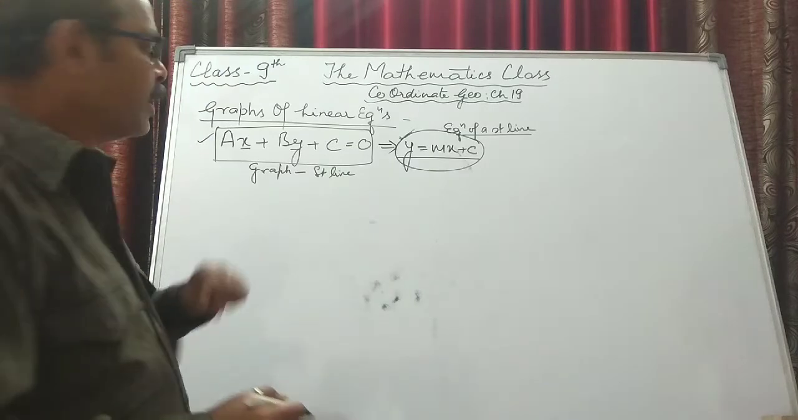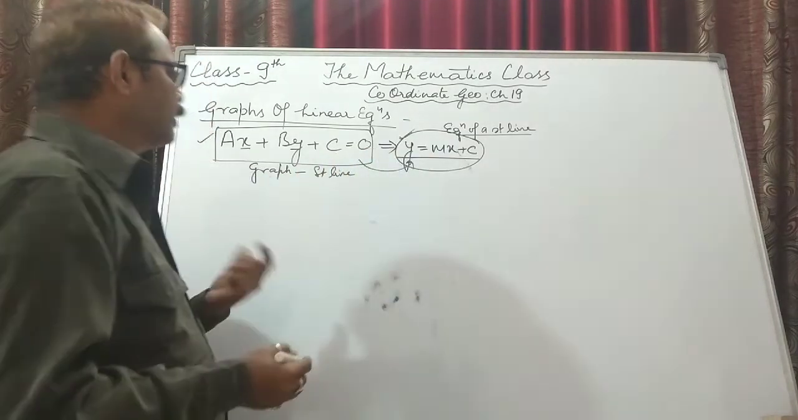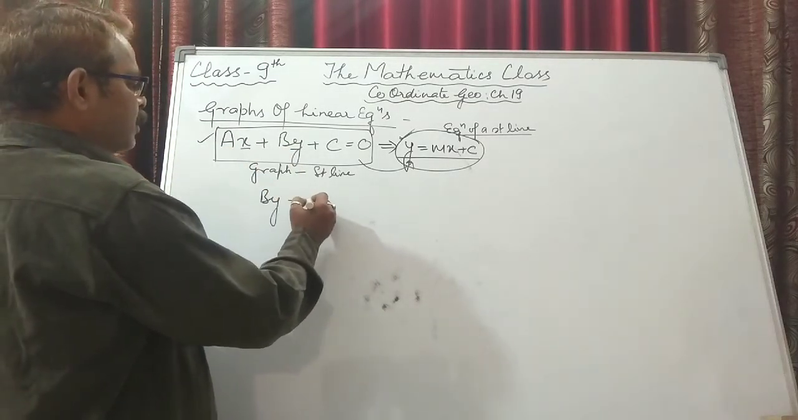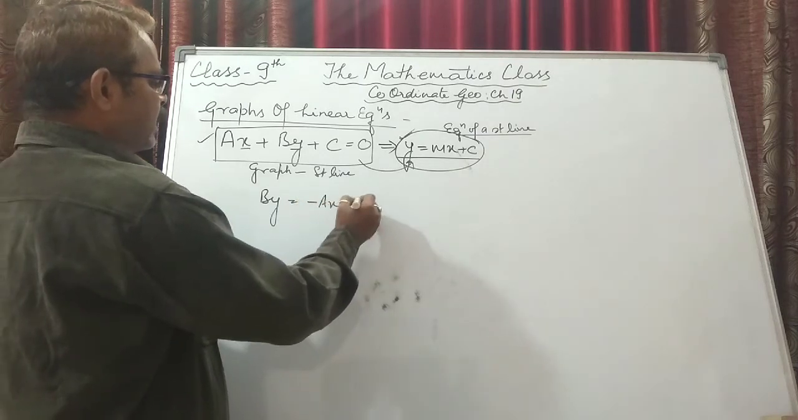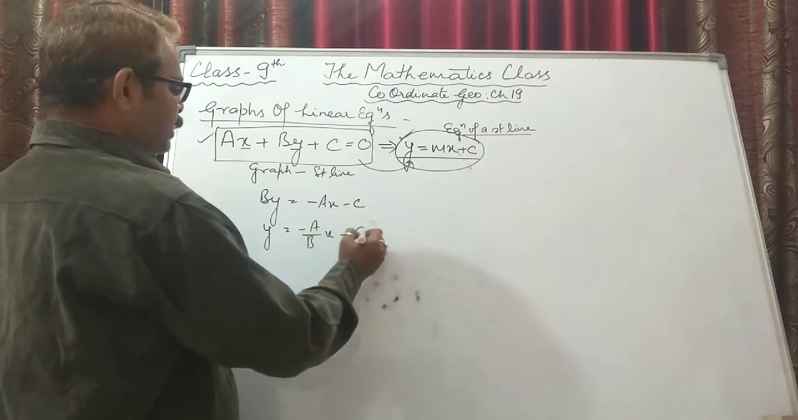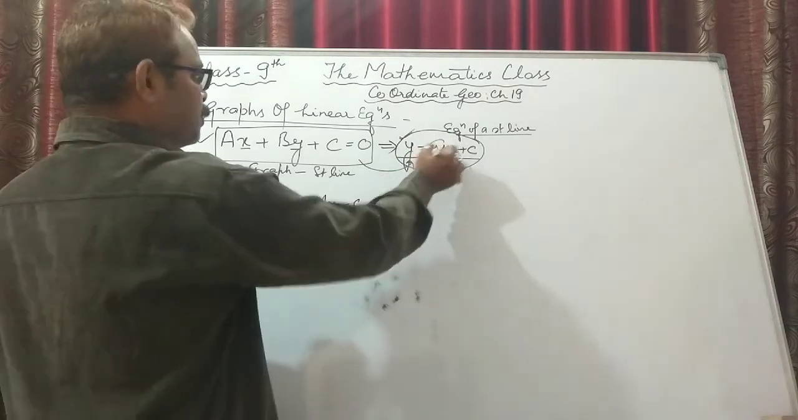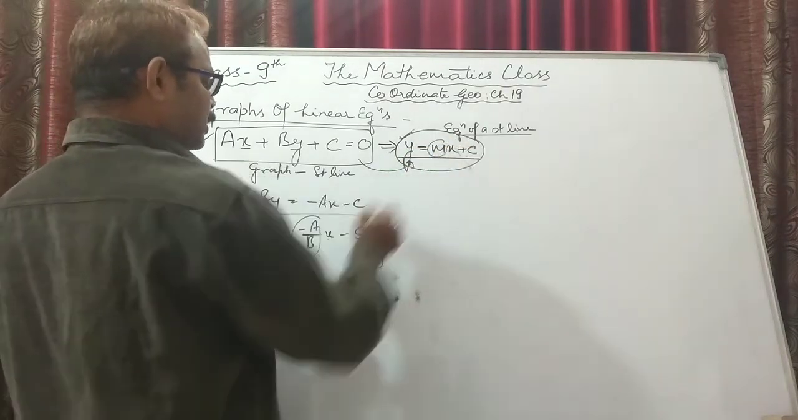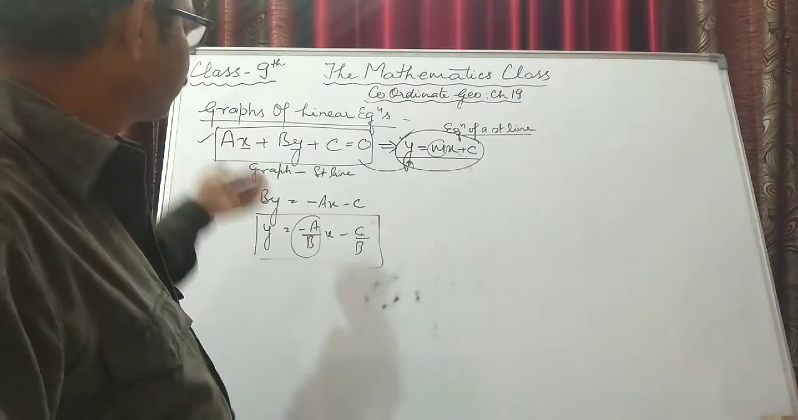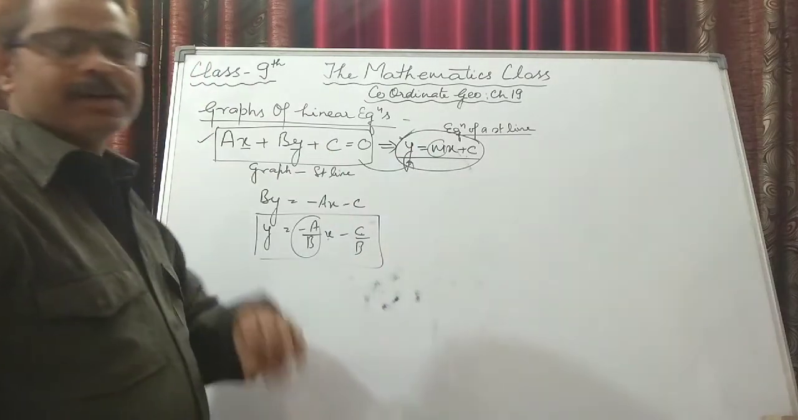Why will you get a straight line? Because this equation can be written in this form, y is equal to mx plus c. You can easily make out, suppose it is by is equal to minus ax minus c, so y will be minus a upon b times x minus c upon b. So this has been converted to the form y is equal to mx plus c, where c is a constant. So this equation can be converted into the form of y is equal to mx plus c.